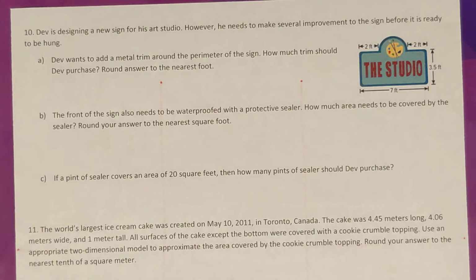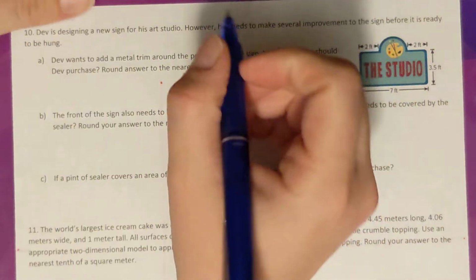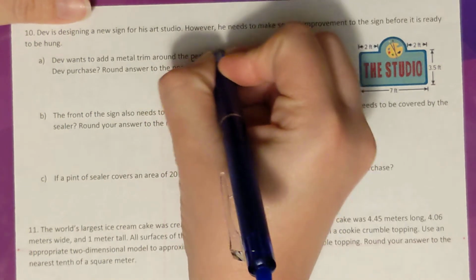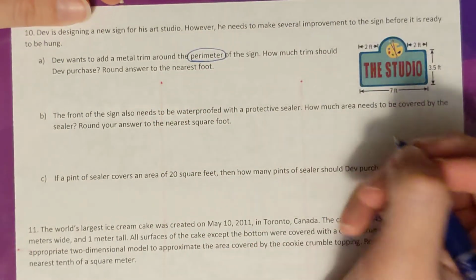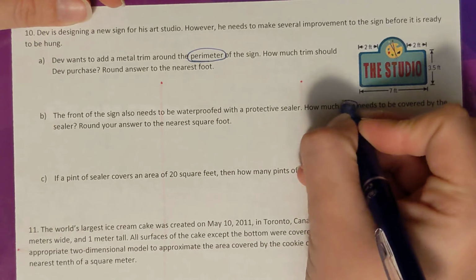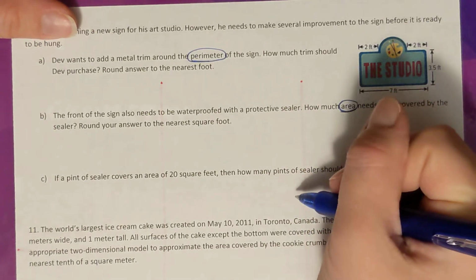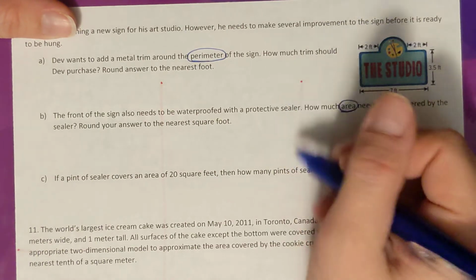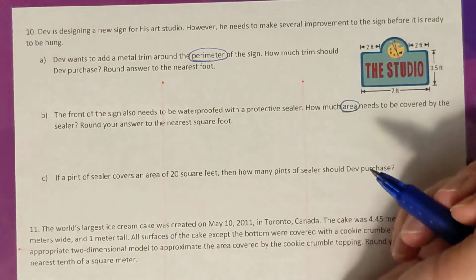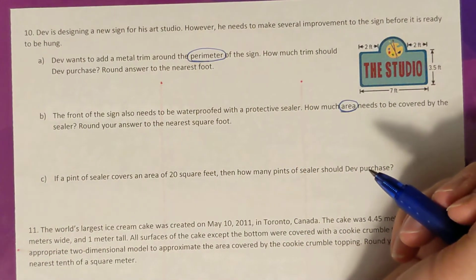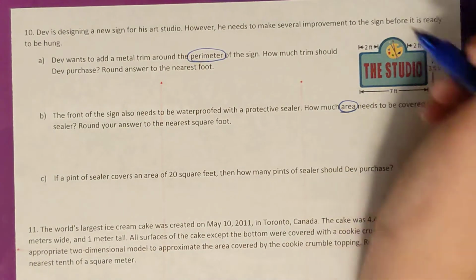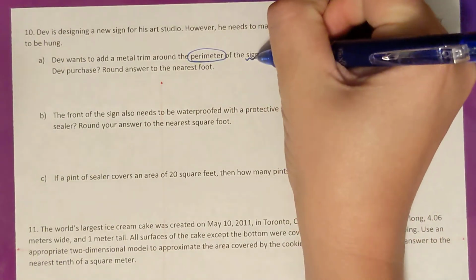So this one is a word problem. For part A, you're gonna find the perimeter. Part B, you're gonna do the area. And then part C, it's an extra question that goes with one of those two. We'll see which one. So let's start with the perimeter. They want the perimeter of this sign.